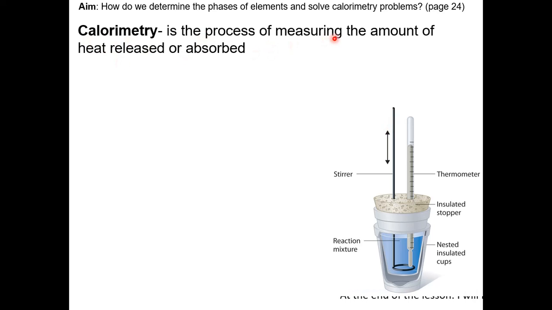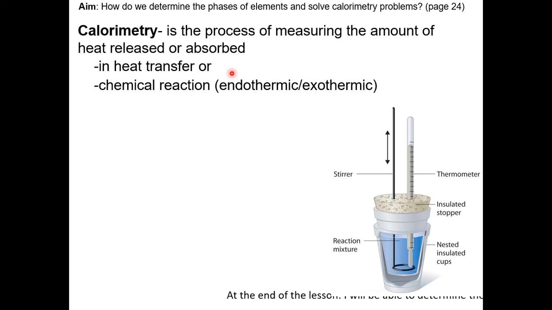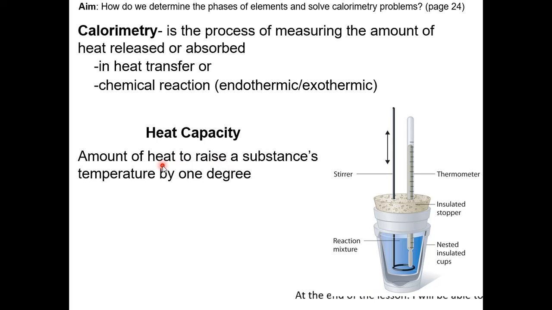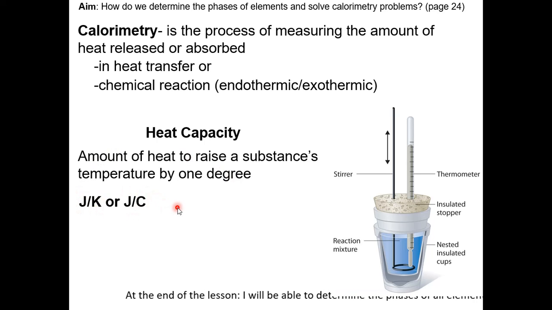Calorimetry is the process of measuring the amount of heat released or absorbed in a heat transfer or in a chemical reaction, endothermic or exothermic. Here's a setup of this type of reaction. Usually you have an insulated container and your reaction or heat transfer occurs inside the container. The temperature change is measured using a thermometer and the amount of heat released or absorbed is calculated using the heat equations on Table T. Heat capacity is the amount of heat to raise a substance's temperature by 1 degree. The units of heat capacity are joules over Kelvin or joules over Celsius.